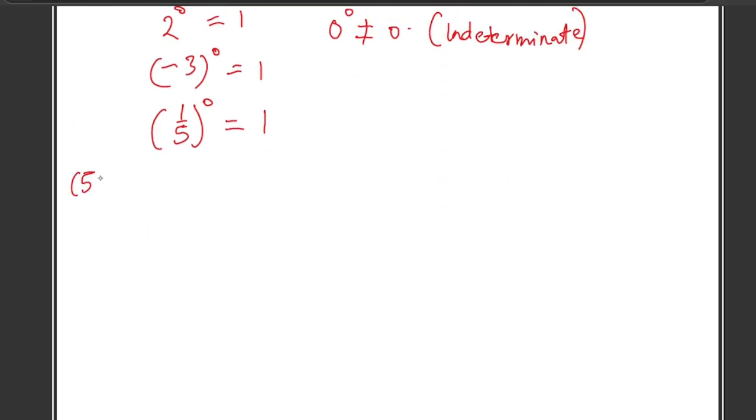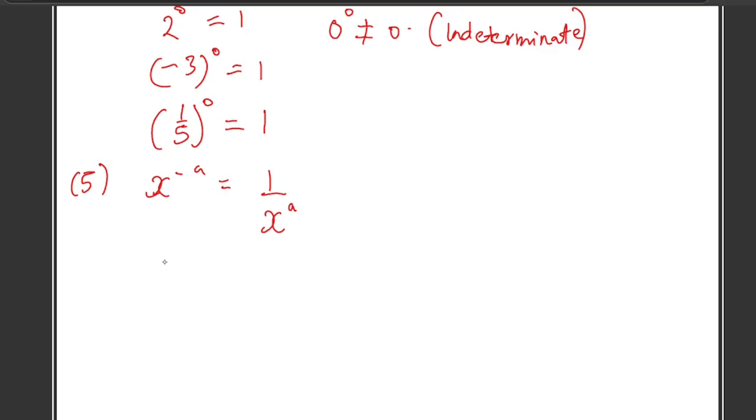The fifth law is f raised power minus a equals 1 over f raised power a. And you can see this is very similar to what we saw a few minutes ago. Let me add 3 raised power minus 2. That's when you have a number with a negative index. As you can see, minus a is a negative index. How do you go about it? You simply write 1 over, then you move that negative sign. 1 over f raised power a.